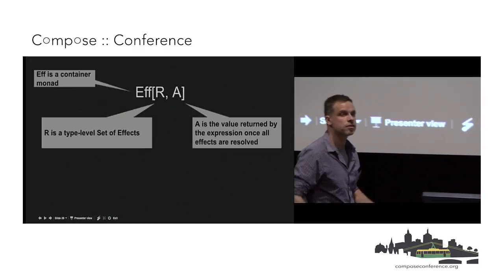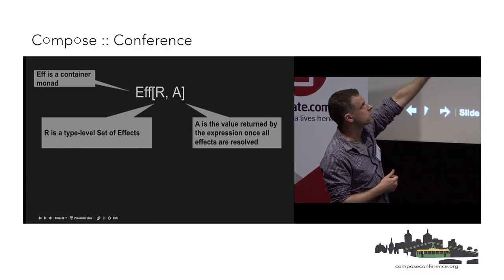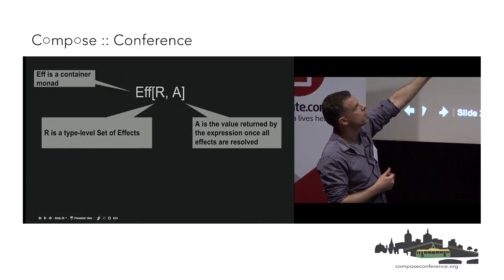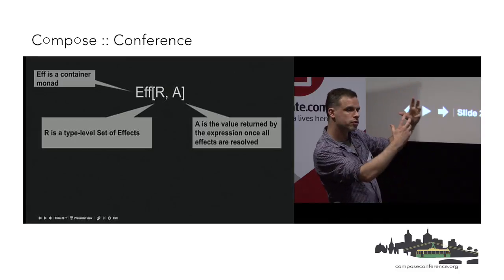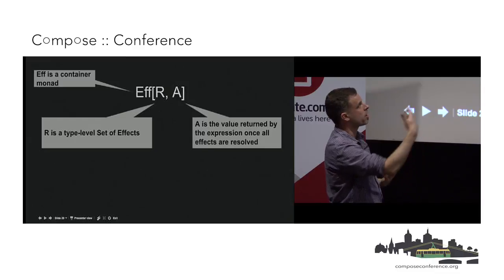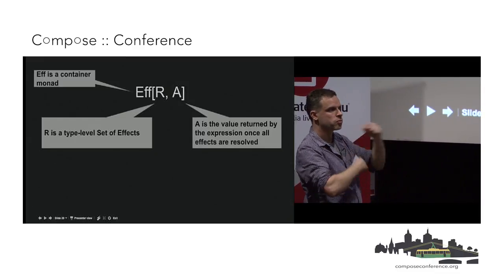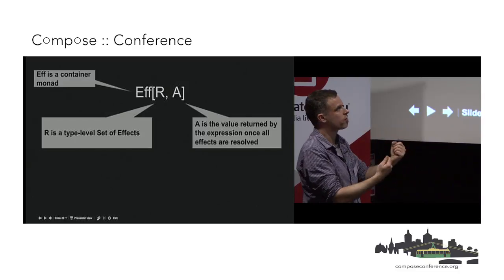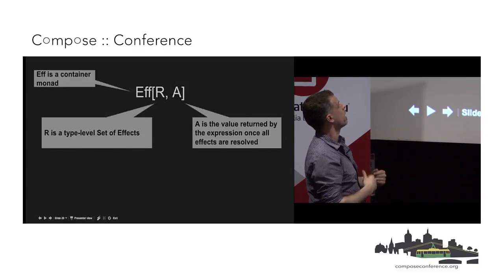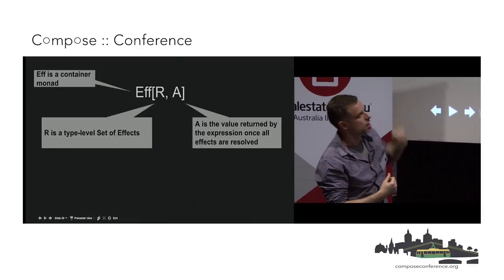So this is the core abstraction in the Eff library. An Eff, which is a type of free monad, takes two types. An Eff represents a computation that will eventually yield you some type A. Along the way, it's going to have to resolve some computational effects or some side effects in the process of yielding that A, and that is described by a type-level set of effects, R.